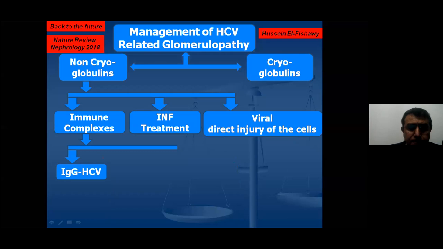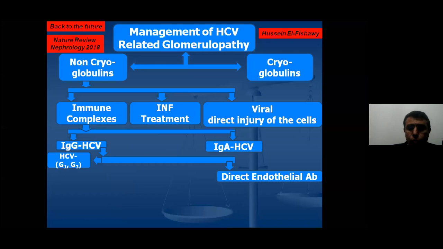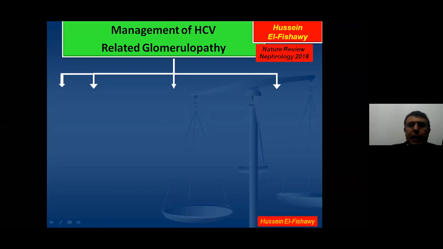If we have IgA, yes, the same: antiviral therapy, small-dose steroids, and here azathioprine may be the drug of choice. And in the situation of anti-endothelial antibody, the drug of choice is direct antiviral therapy and steroids. Here, not plasmapheresis really, but cyclophosphamide will be the drug of choice. So that is how we can manage hepatitis C virus-related nephropathy.